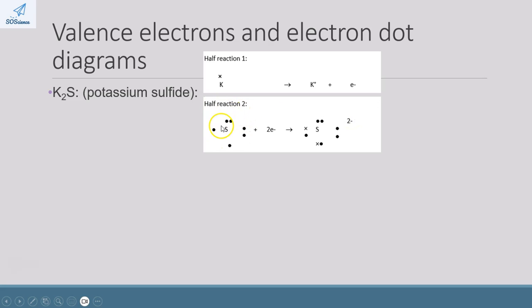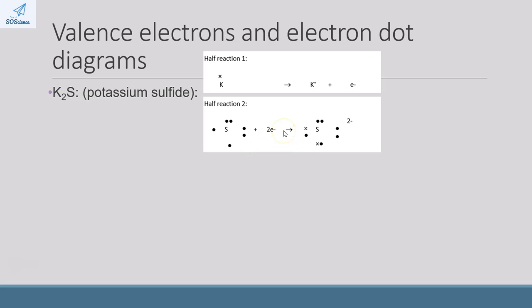The second half reaction shows us a sulfur atom. Now, sulfur has got 6 valence electrons. It therefore needs 2 electrons in order to make S2-. Remember, based on sulfur's position on the periodic table, we know that sulfur has 6 valence electrons and that the valency of sulfur is 2-, and that's all it can ever be.